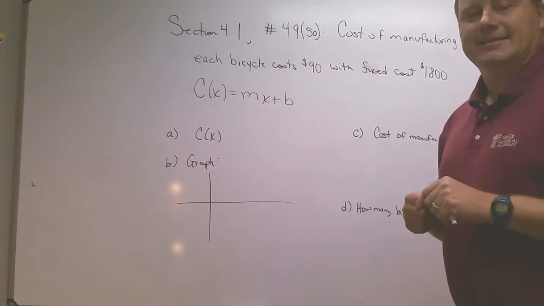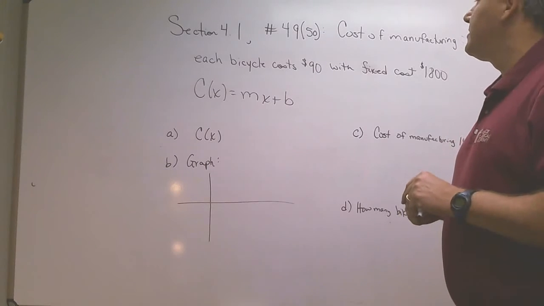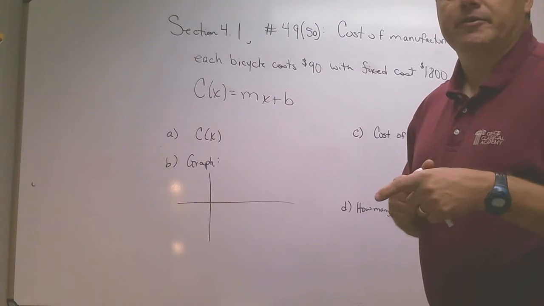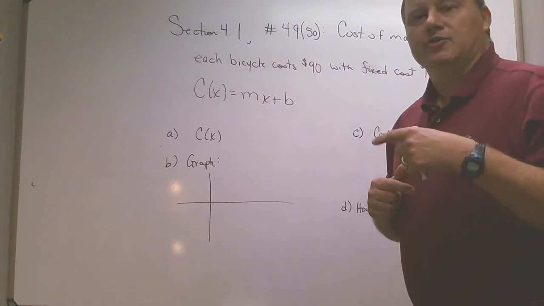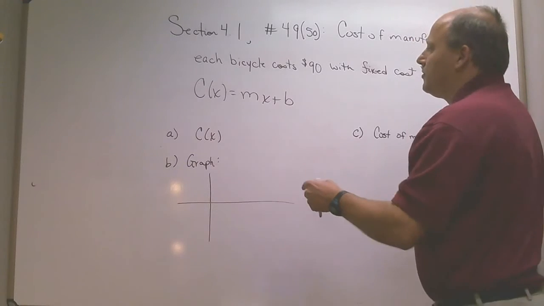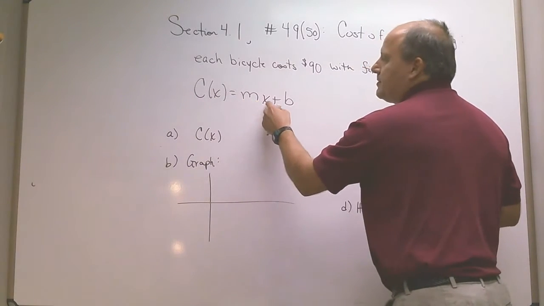Actually, in this problem, bicycles. Each bicycle costs $90 with a fixed cost of $1,800. So this is a linear formula: $90 per bicycle, and it has a fixed cost of $1,800. And so C of x equals mx plus b.